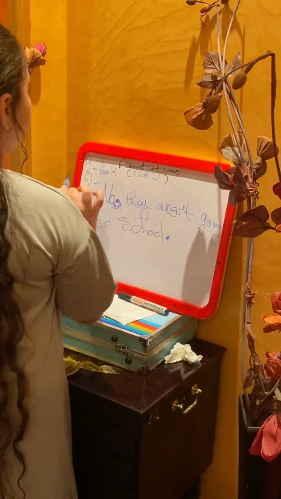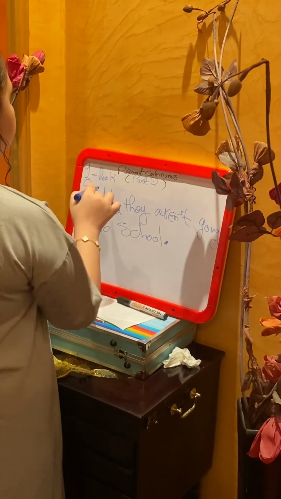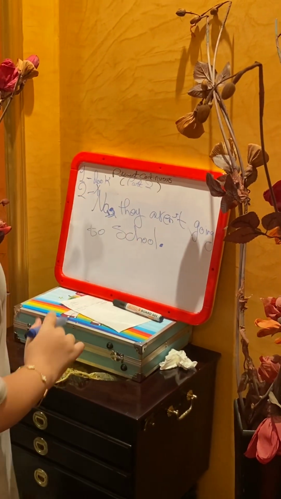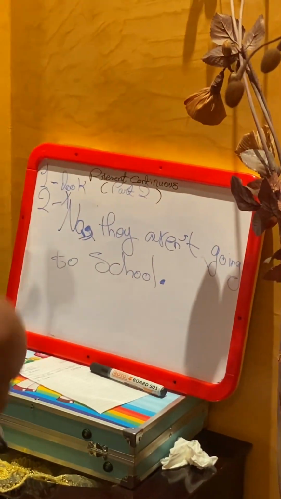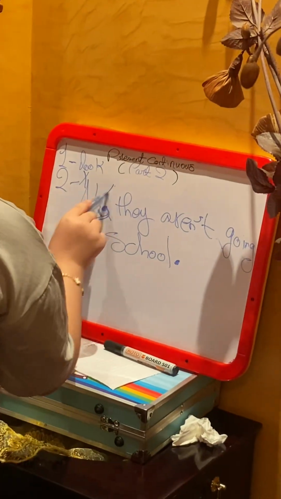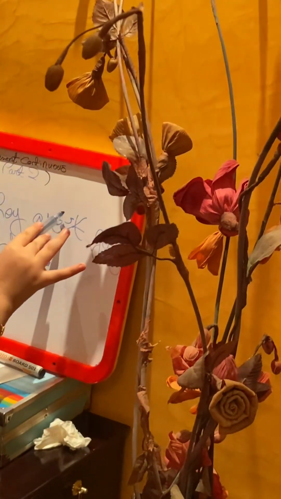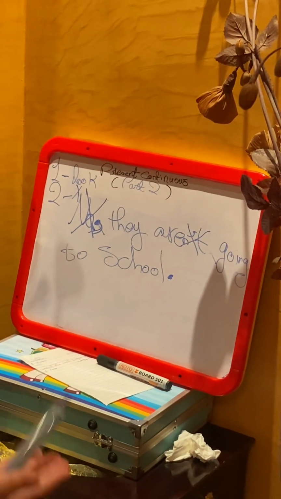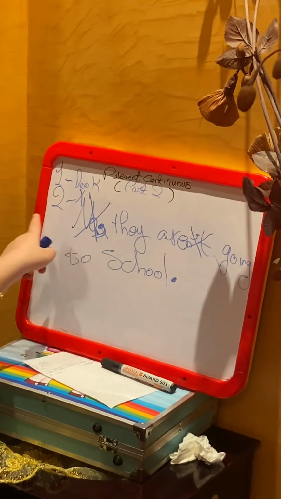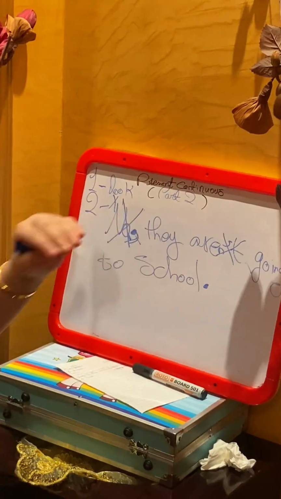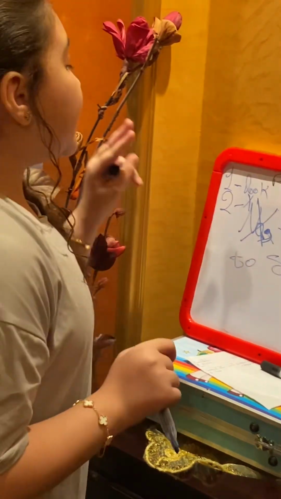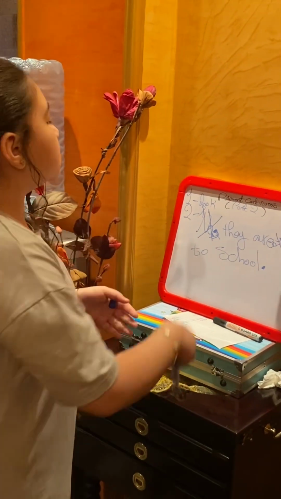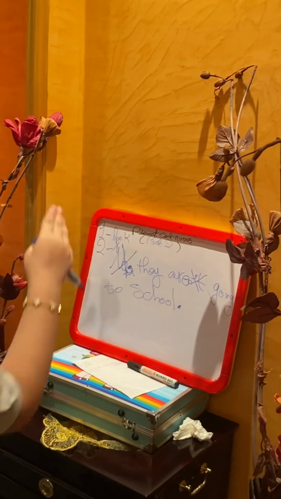Second step, cross. X means cross, okay? Cross what? Cross no and cross not. So in your question, what you will do, you will first look if you have yes or no, okay? Second, cross. Cross no and not.